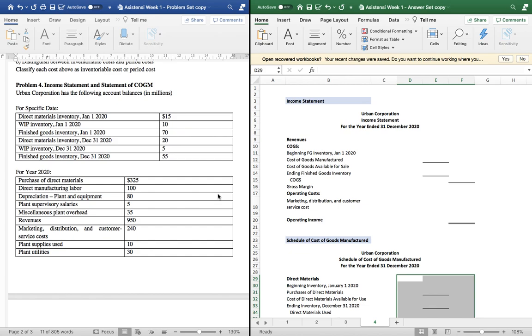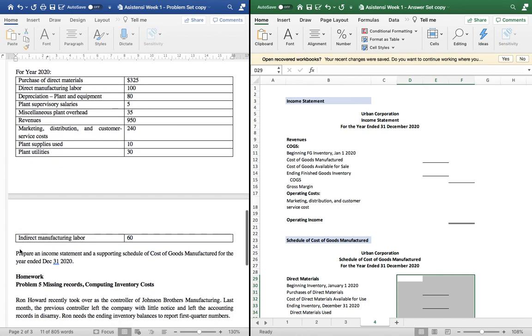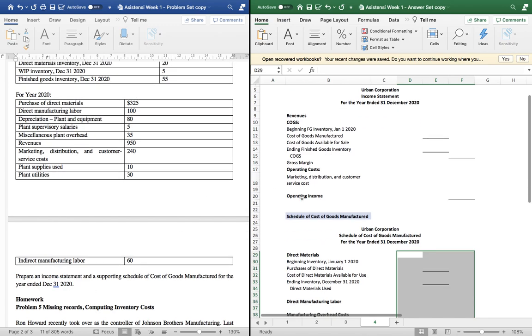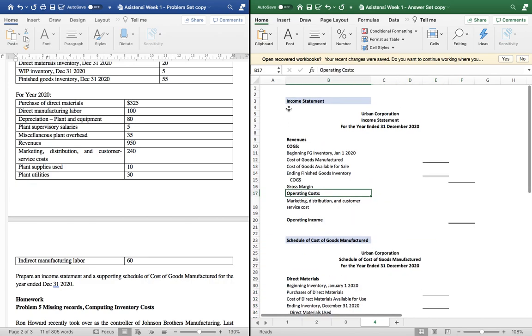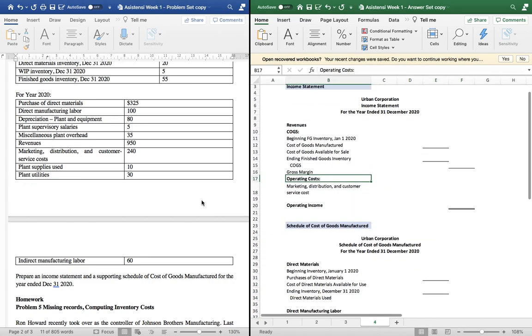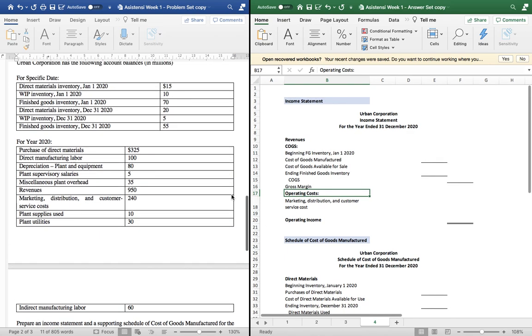Moving on to the last problem, is about income statement and statement of COGM, or cost of goods manufactured. Urban Corporation has the following account balances for specific dates and for the year 2020. And we are asked to prepare an income statement and a supporting schedule of cost of goods manufactured for the year ended December 31, 2020. So there are two statements that we have to make, income statement and schedule of cost of goods manufactured, and we will start at the income statement first.